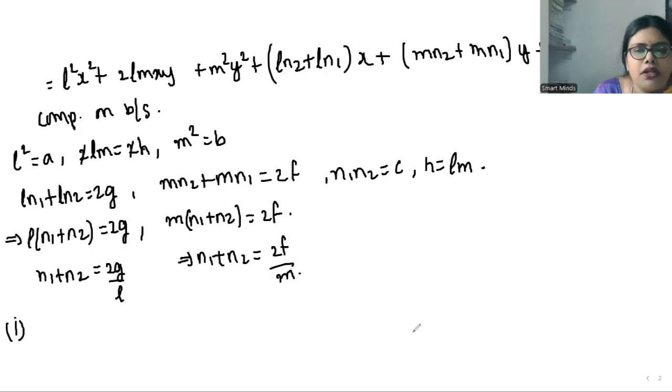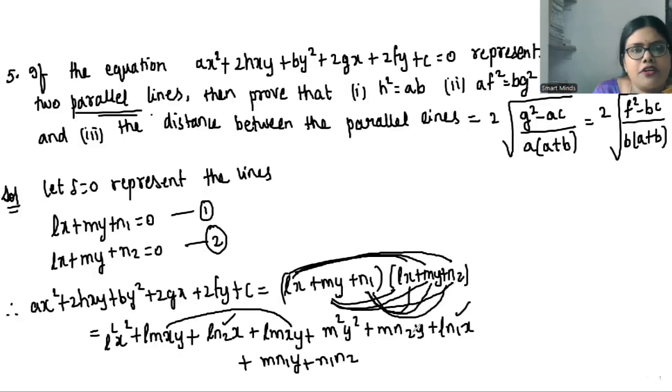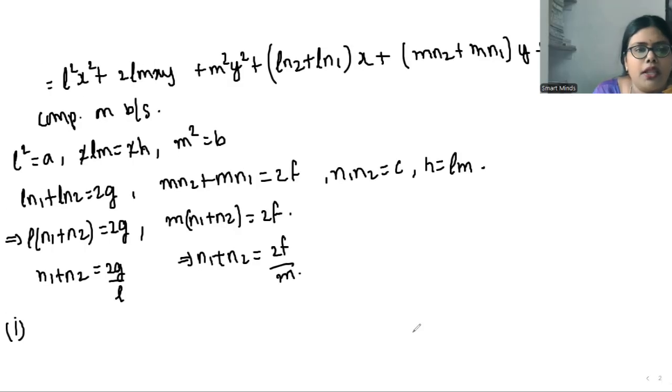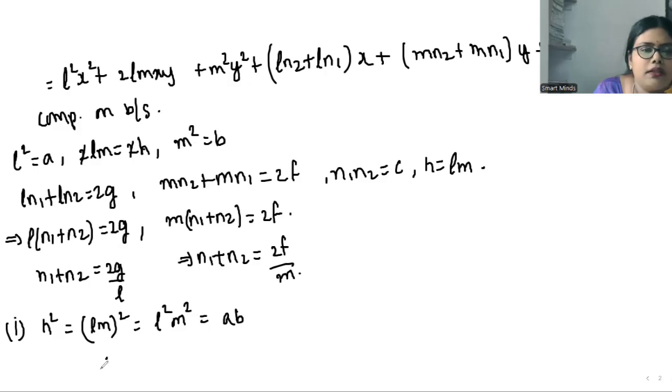What is the first bit? What do we have to prove in the first bit? H square is equal to AB. So let us take H square. What is H square? H is LM. LM whole square. So that is L square M square. L square is A, M square is B. Therefore, H square is equal to AB. With this, first bit is proved. Now we will take the second bit.